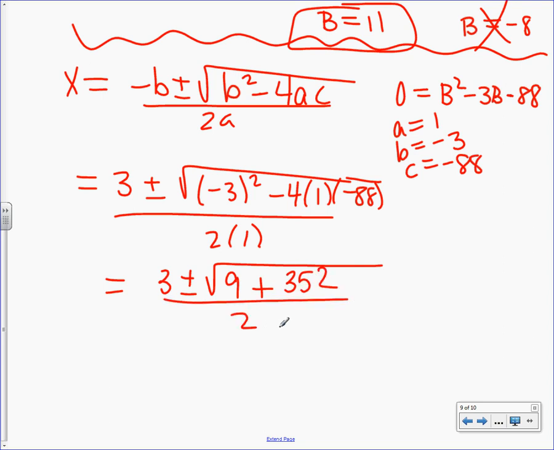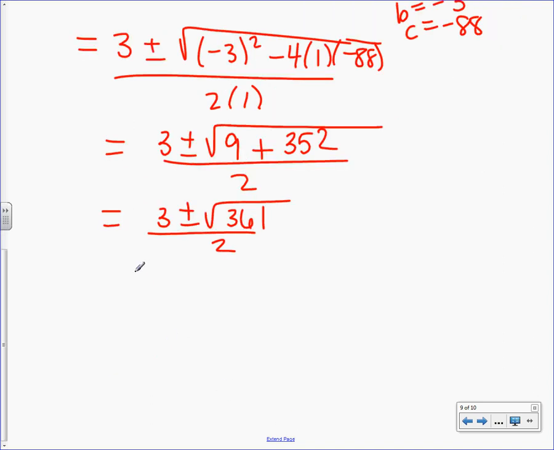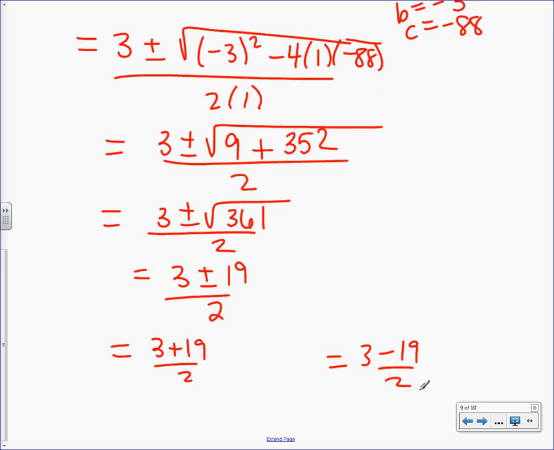All over 2. So then I go ahead and add those two together. 352 plus 9 is going to be 361 all over 2. Here's where I start using my calculator personally. So the square root of 361 is a perfect square. It's 19. So 3 plus or minus 19 over 2. That means 3 plus 19 over 2, and that means 3 minus 19 over 2. Am I going too fast? Are you guys okay? Okay.